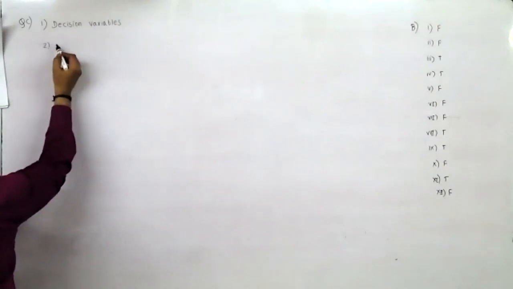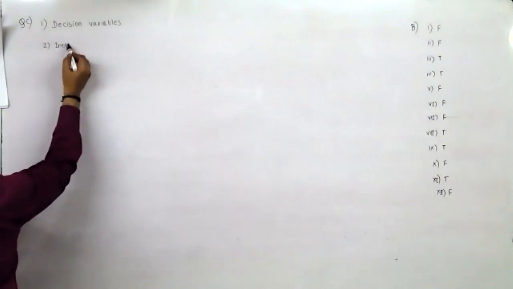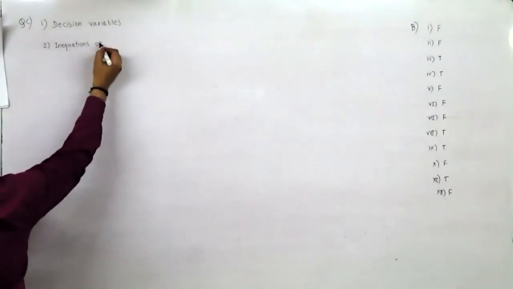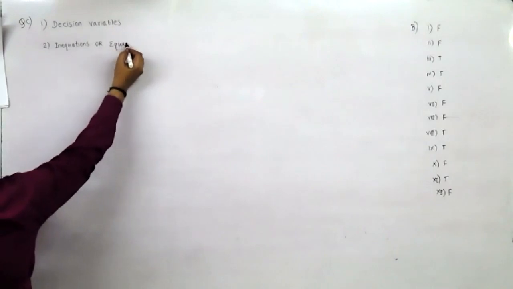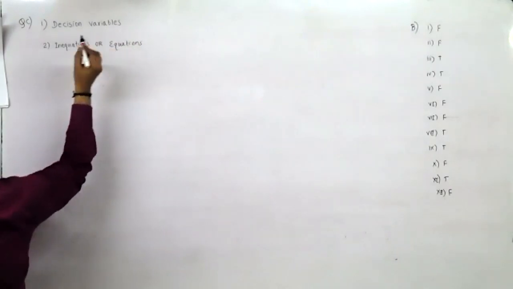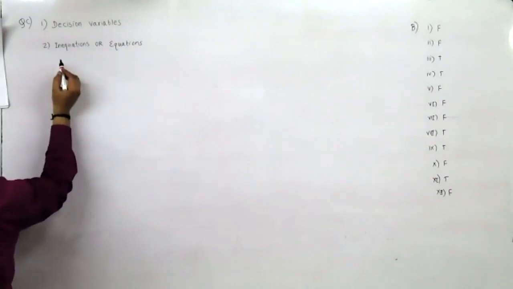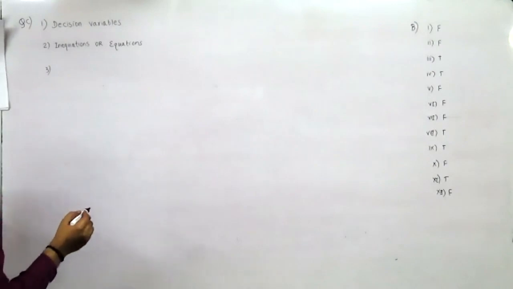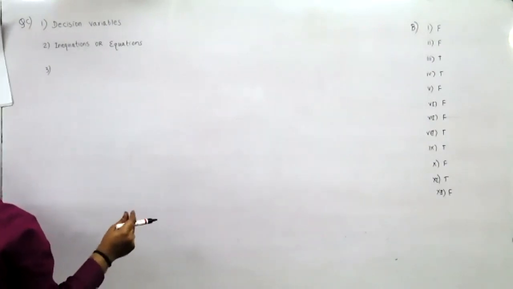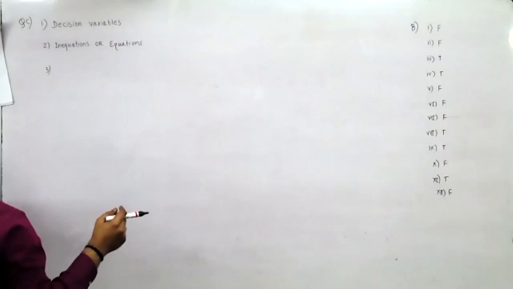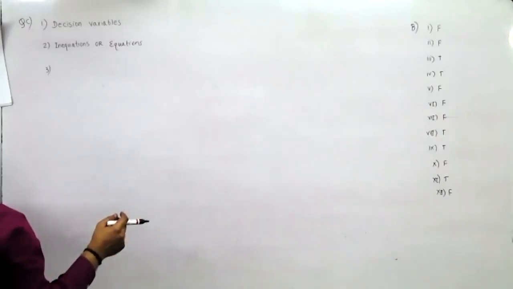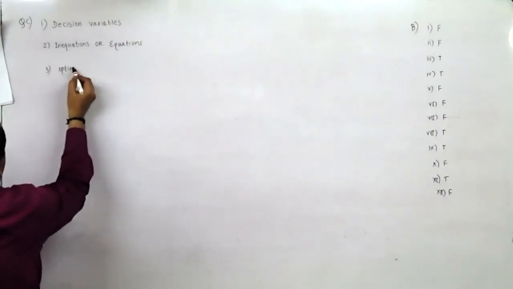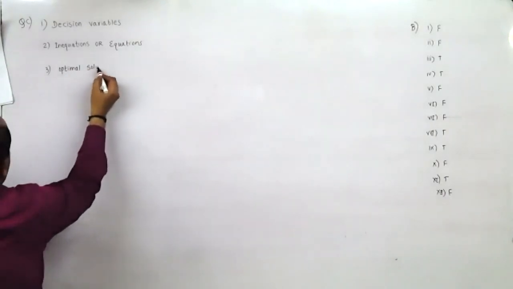Second one, constraints are always in the form of inequalities or equalities. Then third one, a set of variables satisfying all the constraints is known as set of values. My God. Optimal solution? Solution of LPP. Yeah, that is optimal solution or solution of LPP.